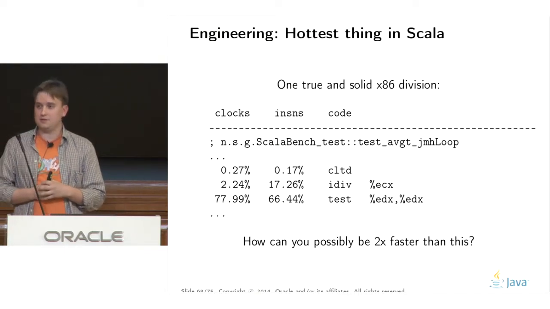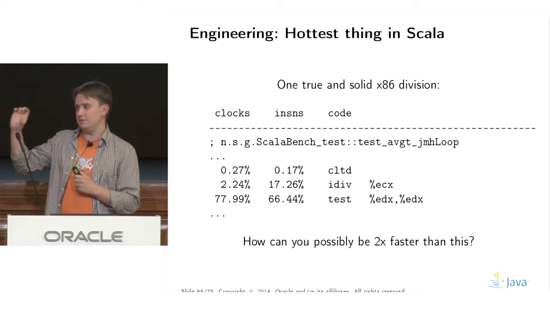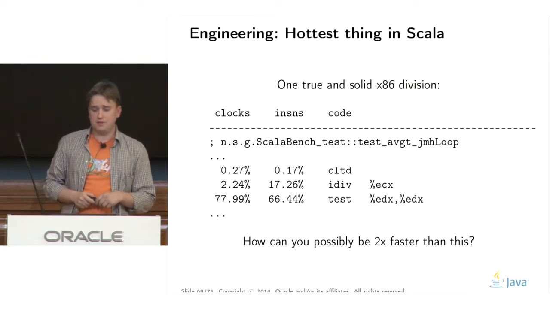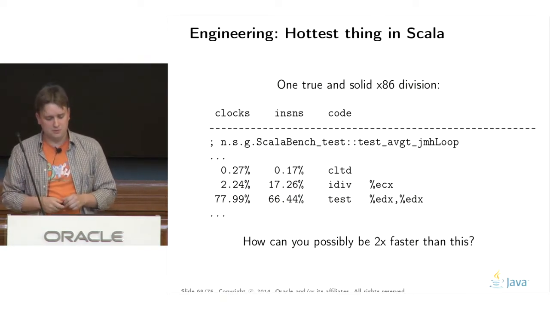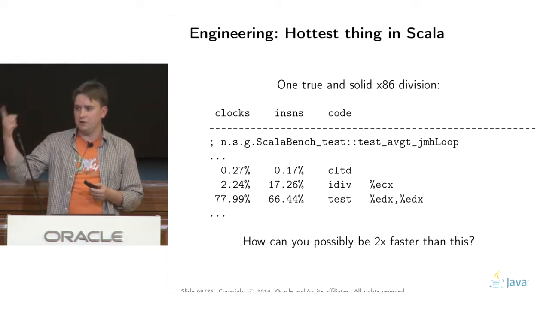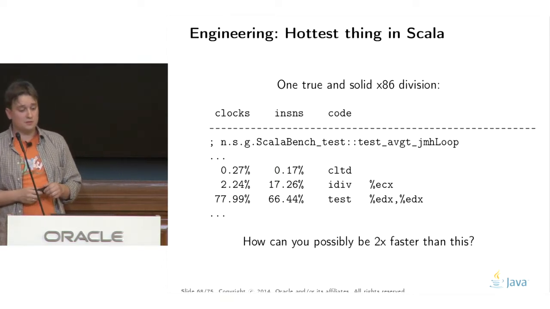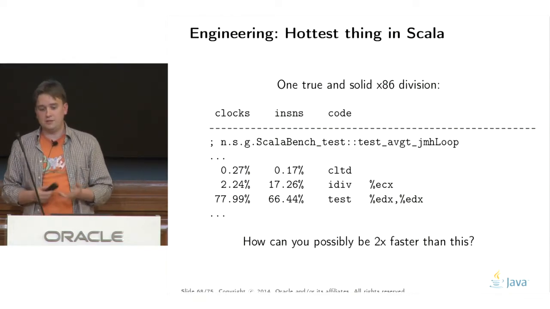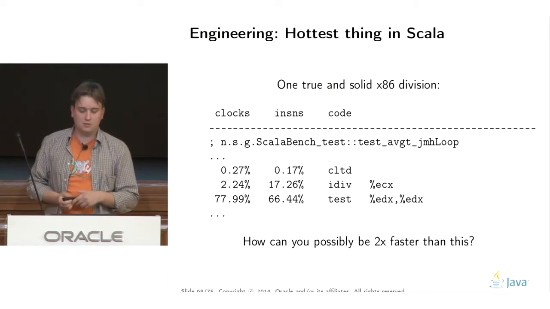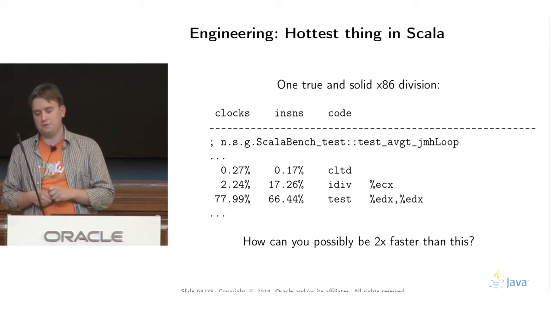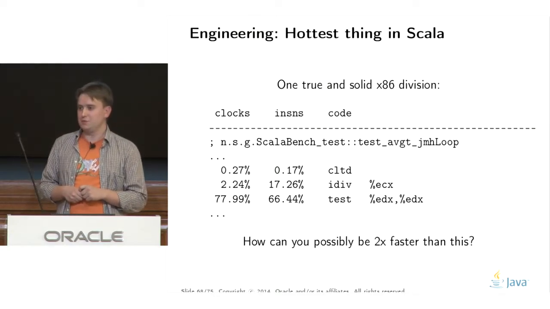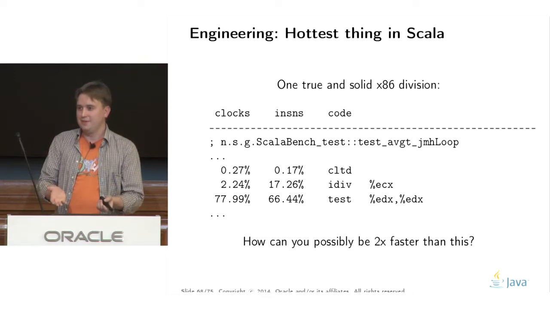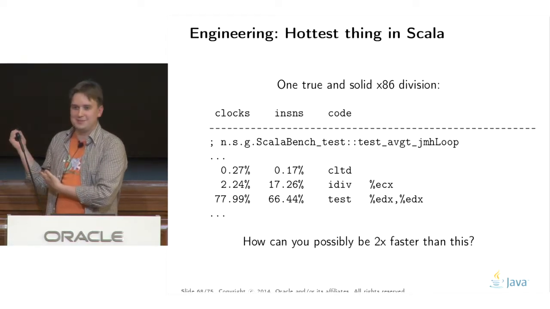This is the hottest thing in Scala. This is a very tiny block of the instruction stream. And it's in the method test, the synthetic JMH method, which really does the looping between invocations. And we see there the x86 division, honest x86 division. And it takes most of the time. The entire loop takes more than 95%. How can you possibly be 2 times faster than this? It's hardware, dummy. You can't really be faster than this, right?